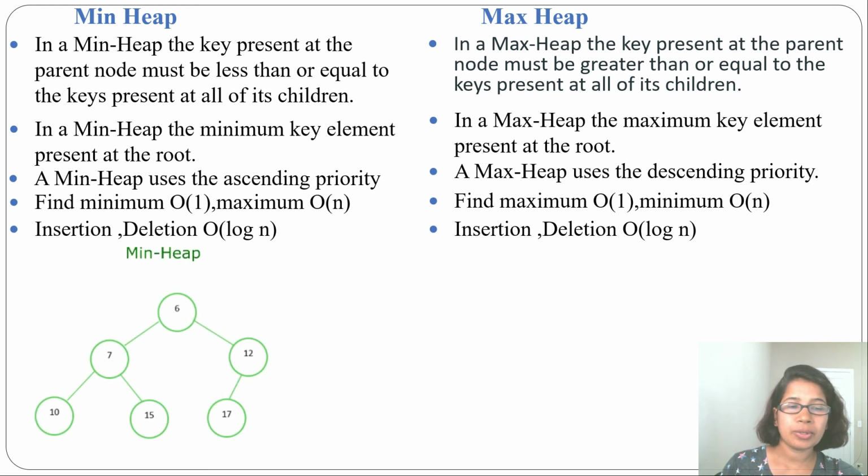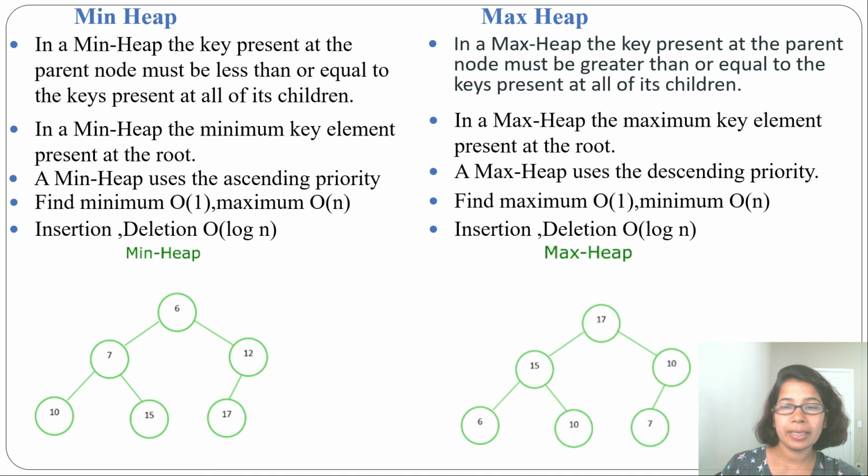In min-heap, root is the minimum element, while in max-heap, root is the maximum element. And in min-heap, parent value is less than or equal to its child, while in case of max-heap, parent value is greater than or equal to its child. With this, I am finishing heap.